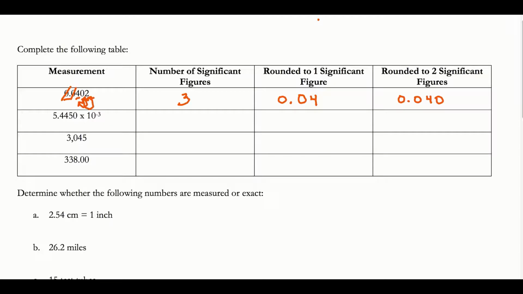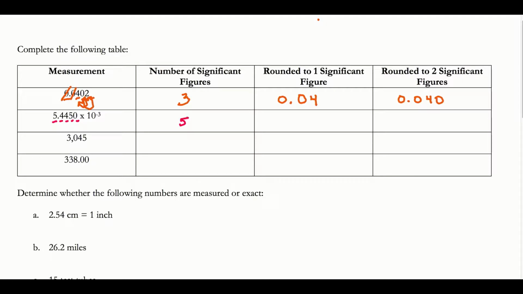Okay? Let's look at the next example. I give you 5.4450 times 10 to the negative third. Remember, when you're determining the number of significant figures for this value, it's in scientific notation. Don't take it out of scientific notation. Leave it where it is. Because there's a decimal present, I'm going to count from the leftmost number, which in this case is my 5, to the right. So I've got 54450. So I've got a total of 5 significant figures.